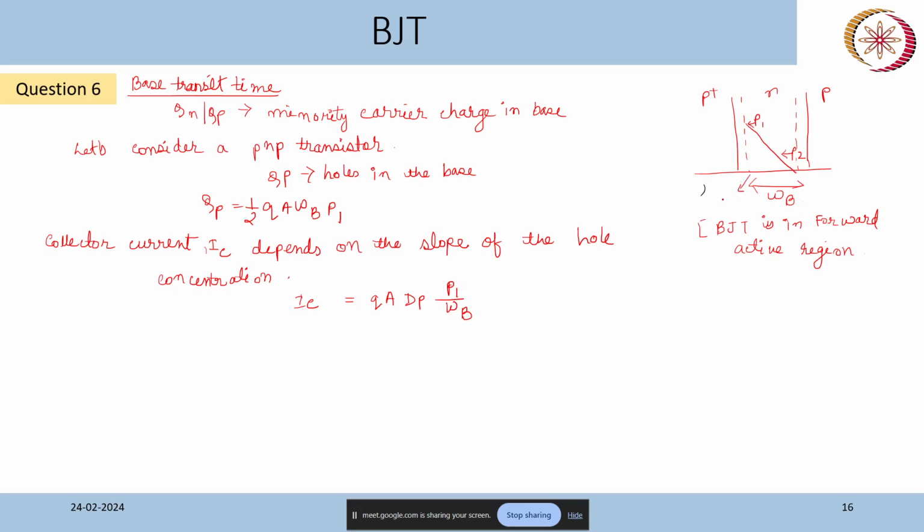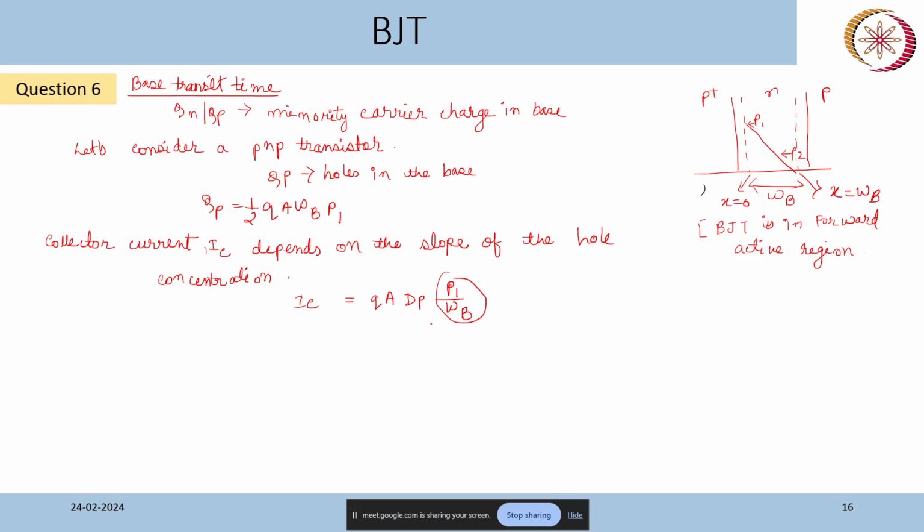This point is x equal to 0 and this point is x equal to WB. So from the concentration gradient we are getting this P1 by WB term. If you look at the expression, it is the diffusion current of holes. Now this is the charge in the base region and this is the collector current.